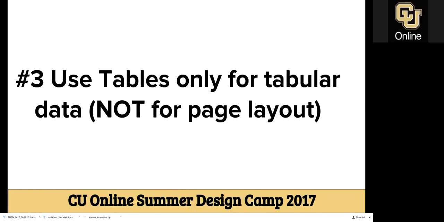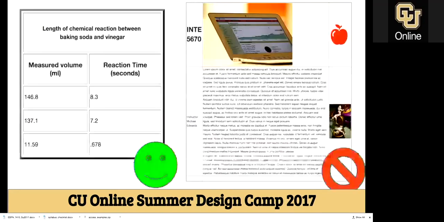Number 3, using tables for tabular data, not necessarily for page layout. And again, these are recommendations. This is not something that you need to do today, but these are our recommendations here. So an example of tabular data is scientific information. You're talking about measurements. Perfect for a table. It makes sense reading left to right and up and down.